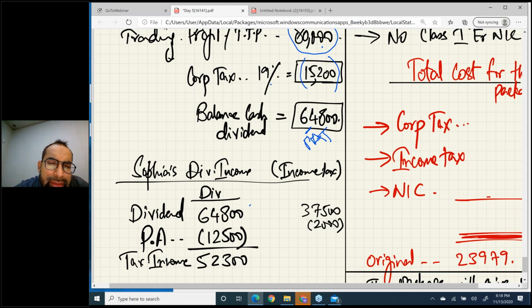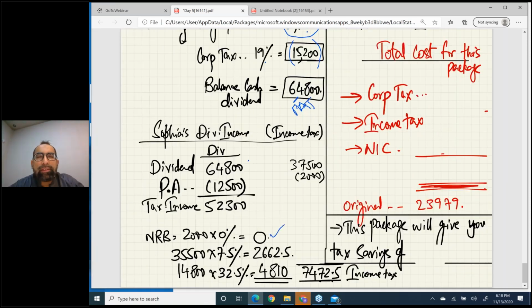Now simply apply dividend rates. We all know, for dividend there is always a 2000 NRB. For the first 2000 you will apply 0%. Now the first band is 37,500. Out of this 37,500 you have already used 2000, so the remaining first band is 35,500. Obviously you will apply 7.5% on it. Now your first band is totally consumed. The excess, 14,800, will come in the higher rate band at 32.5%. So you will have the total income tax of 7472.5. You can use your own calculator as well.